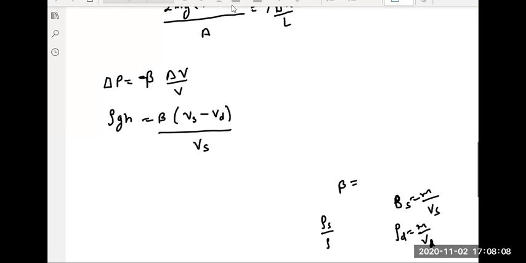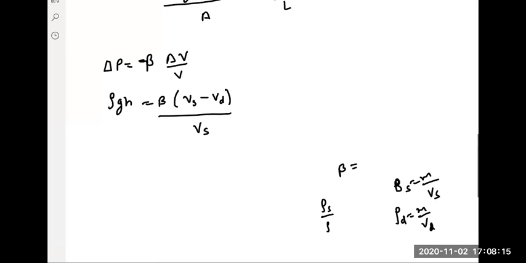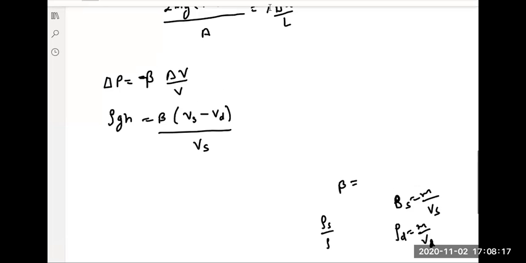Okay, yeah. So density at surface over density at depth is given by velocity at depth by velocity at surface. Yes or no? So delta V by V, you can calculate. Got it, Abhiram? So it's basically the same formula.